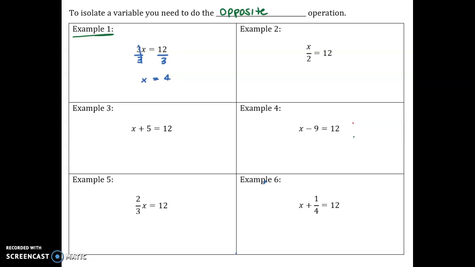This next one seems a little tricky because it has a fraction. I have x over 2 equals 12. Well, x over 2 is the same thing as x divided by 2. So if I'm going to divide, to get rid of the division, I have to do the opposite, which is multiply. So I will multiply both sides by 2. The 2's cancel over here on the left, leaving x by itself. And then I have 2 times 12, which is 24. And again, 24 divided by 2 is 12.